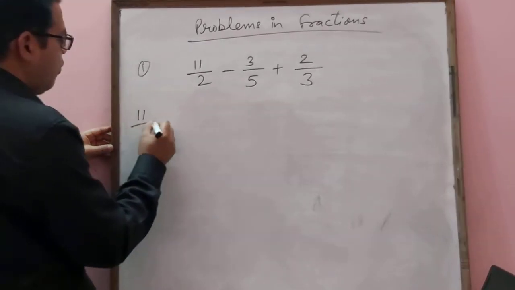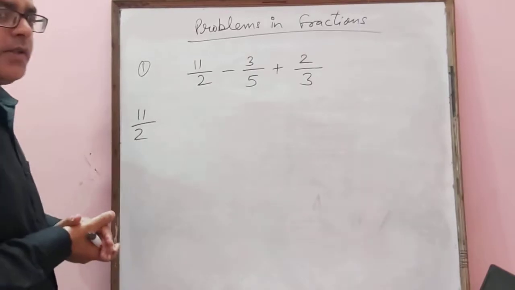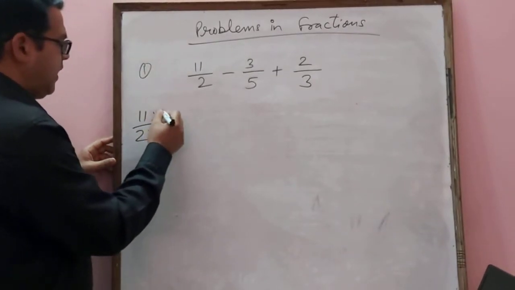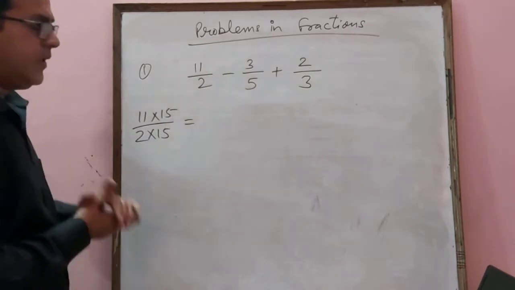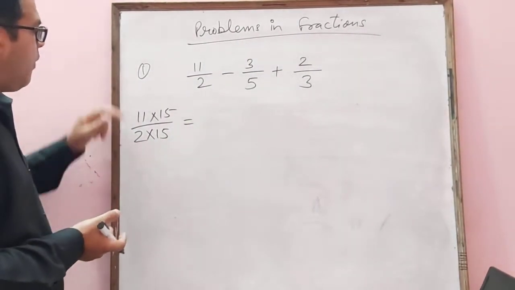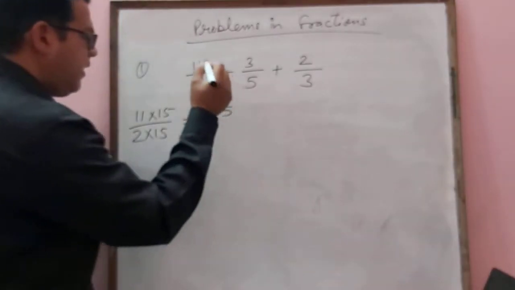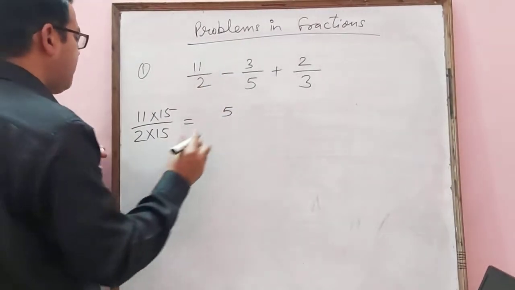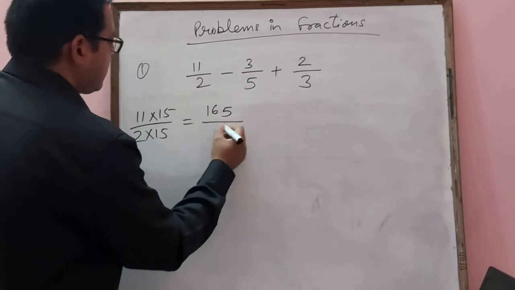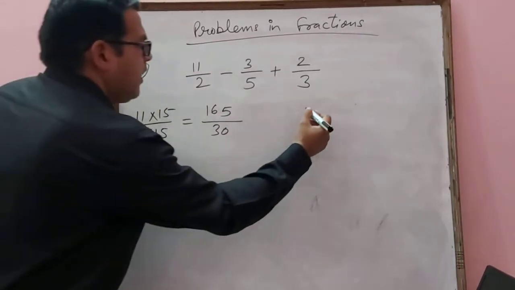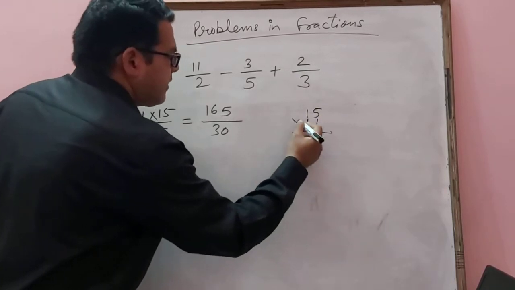11 by 2 is given there. We have to convert this 2 into 30. If you multiply 2 by 15, we will have 30. Now 11 we have to multiply by 15. 5 ones are 5, 1 ones are 1, 15 times 11 gives 165. So 165 will come here.